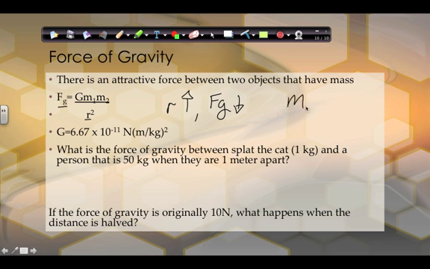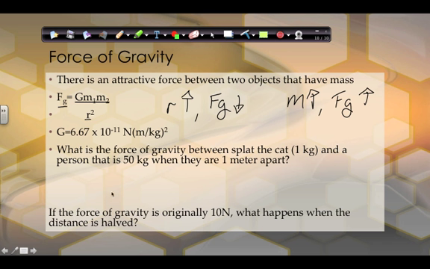Now, if mass increases, then the force of gravity increases, and the opposite would also be true. You can tell that these two, the mass and the force of gravity, are directly related because mass is on the top of the equation.